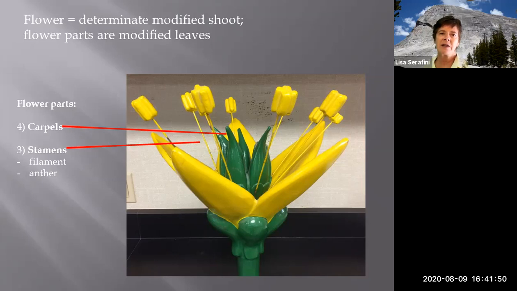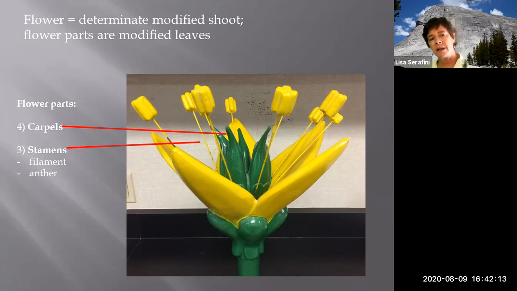But we come next to the whorl of stamens. And stamens are often referred to as the male flower parts. While that's technically incorrect, I'll also use that terminology. Stamens most often have a skinny, narrow part, the filament, and then at the top they have the anther, and the anther is where pollen grains are produced.